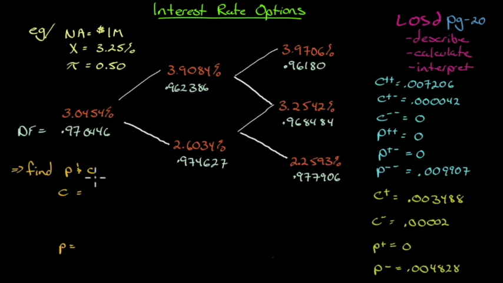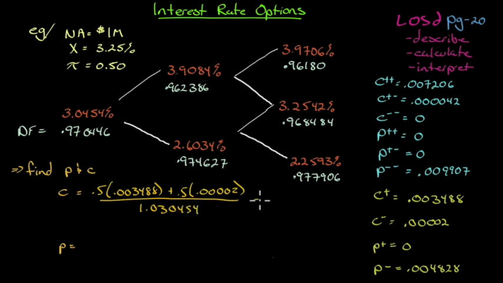So our C at this point would be 0.5 times C plus, and our C plus is 0.003488, plus 0.5 times our C minus, and we do have a value for C minus, although it's almost non-existent there. And that will be over the rate at the node, 1.030454, and that'll give us 0.00170216.